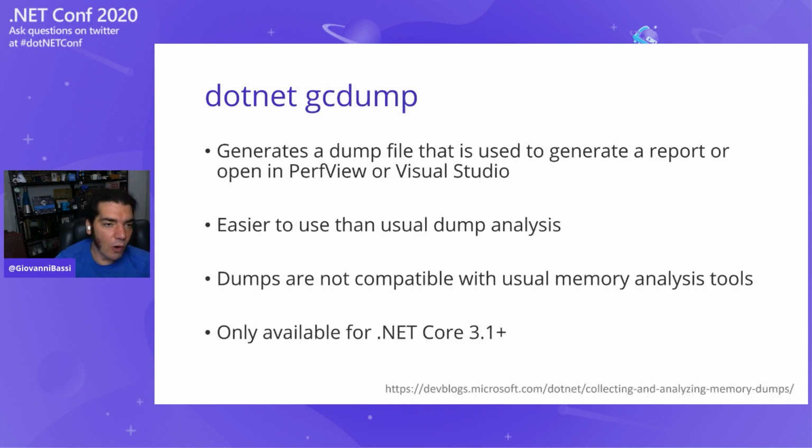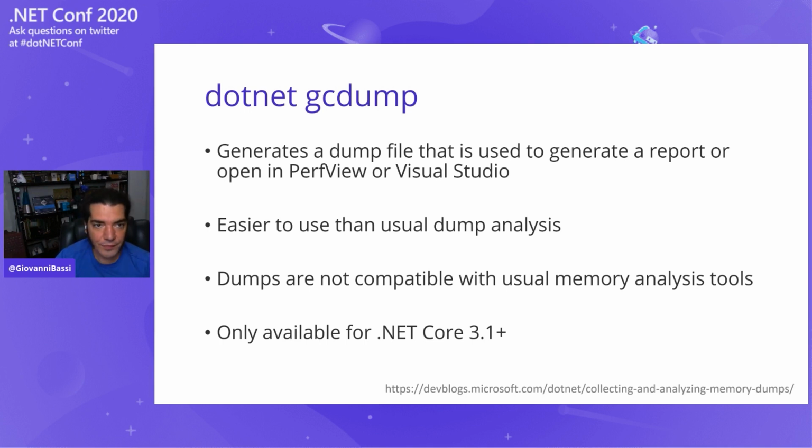There's also dotnet-gcdump, which is a different thing. It actually generates a report that you can use to open in PerfView or Visual Studio. It's not a dump that you can open in dotnet-dump or WinDBG. It's different. It's easier to use than the usual dump analysis. So even PerfView and Visual Studio are easier tools. They are much more intuitive. And these are not compatible with the other tools you might want to use, which traditionally we have been using to analyze memory dumps. It's only available for .NET Core 3.1 and later, so .NET 5 is also there.